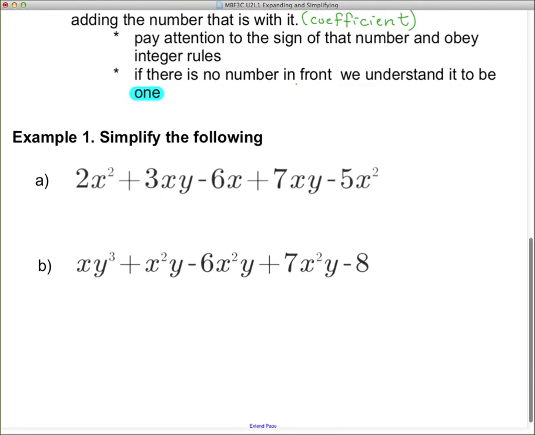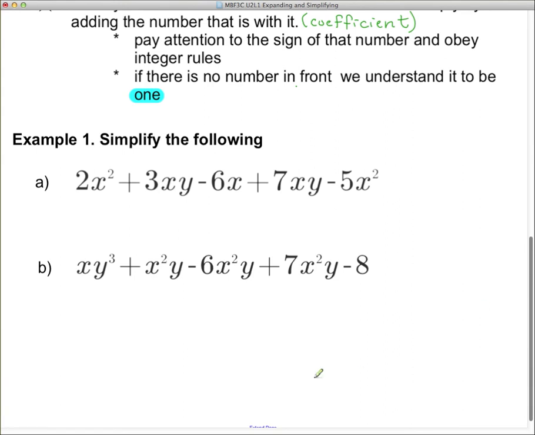5 terms: 1, 2, 3, 4, 5. Yep, it's the same one. Okay, so I'm going to use my pen and just underline the terms that are like, and we already identified this. So we've got an x squared and we've got an x squared, and then we've got the 3xy and the 7xy. Now if you want to, you can write them down side by side.